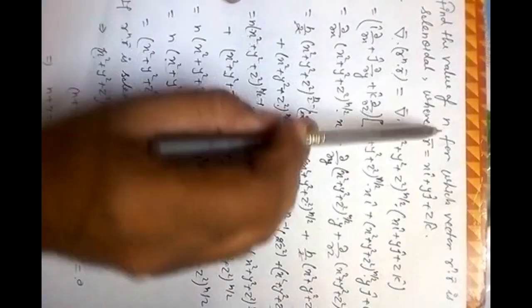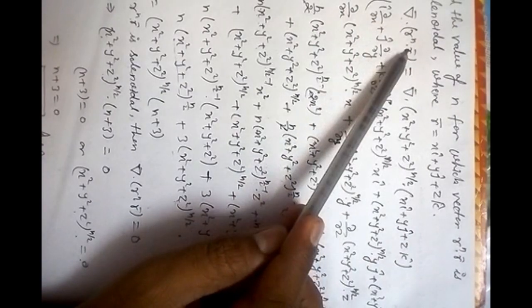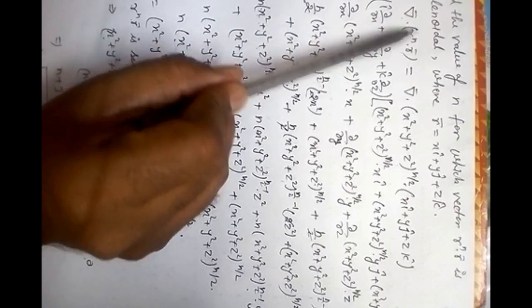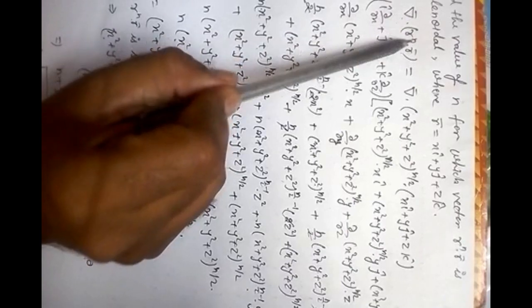Okay, now again I repeat the question. Find the value of n for which the vector is solenoidal, where the vector r is defined as xi plus yj plus zk. Okay, for a solenoidal vector we have this term, divergence of v is 0, so we have to calculate the divergence of v. Okay, v means this one, the divergence of this vector.